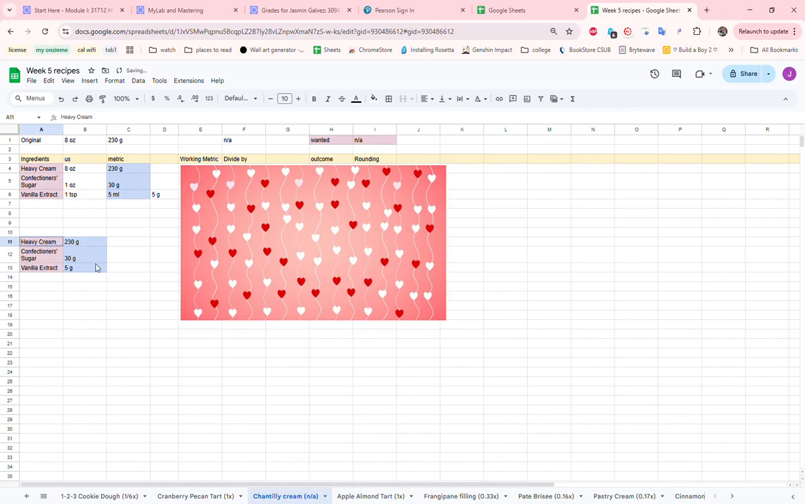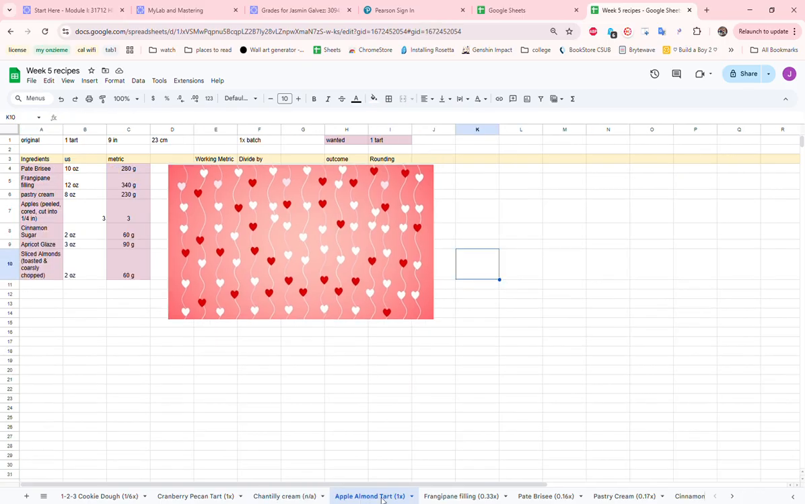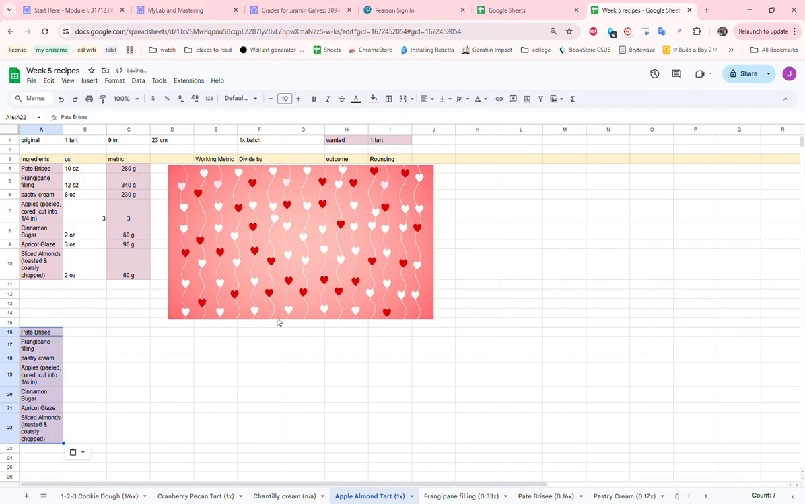So this would be what you would have on your notes if this was a 1 batch. For the apple almond tart, let's do this in advance. We have your ingredients. Again, this is a 1 batch, so everything at the very end is going to be multiplied by 1. All of this is based on the packet again, so you just need to have the ingredients and the metric on your note cards.